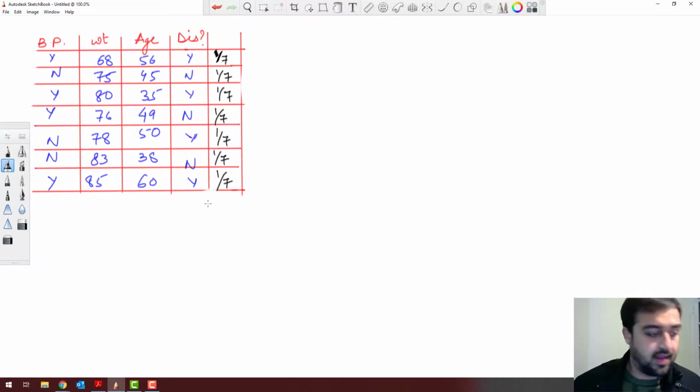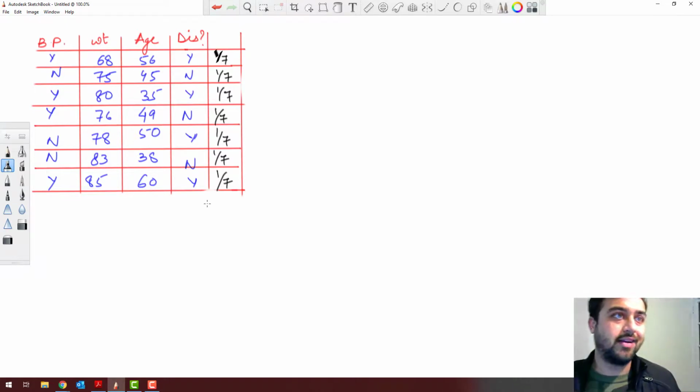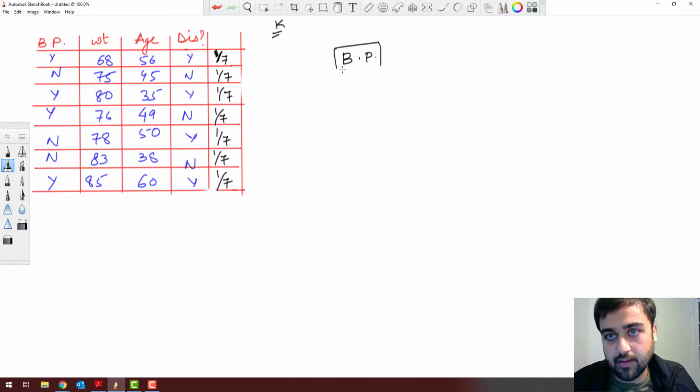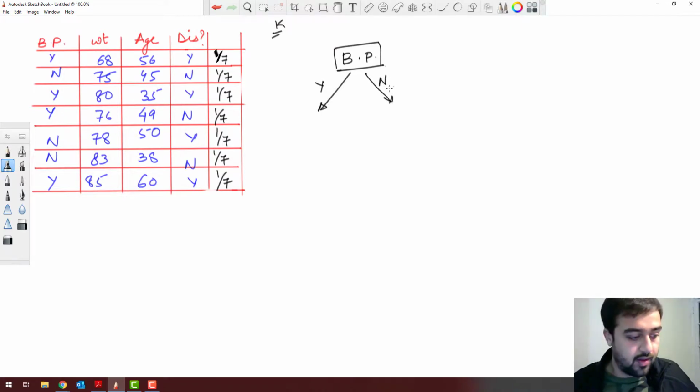Now, let's say we want to build a forest with k trees, decision stumps. Okay, now let's start building a decision stump. Let's say we start off with blood pressure. Blood pressure has 2 features, yes and no, right?